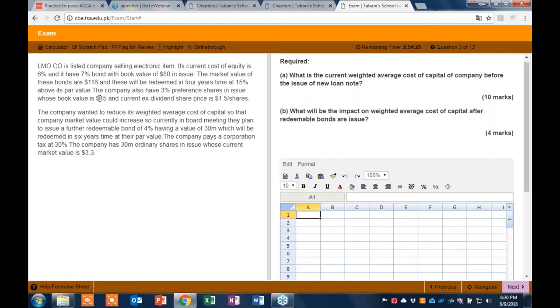Just make a correction. The company also has 3% preference shares in issue whose book value is $0.5, or 50 cents. So instead of 45, just write 0.5. And the current ex-dividend share price is $1.5.